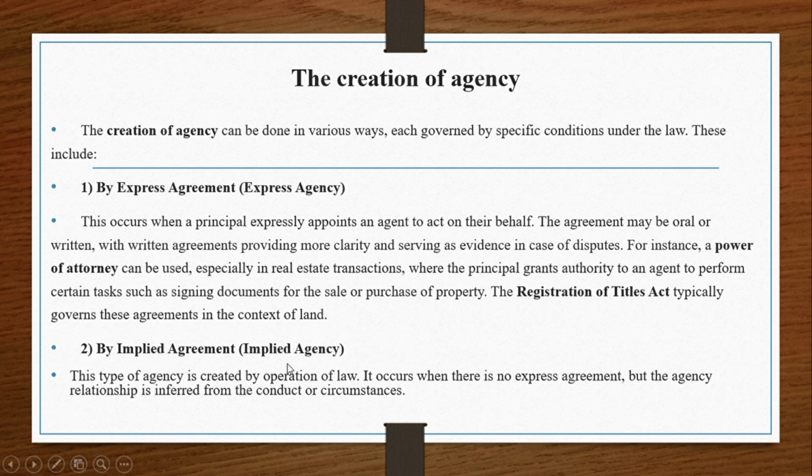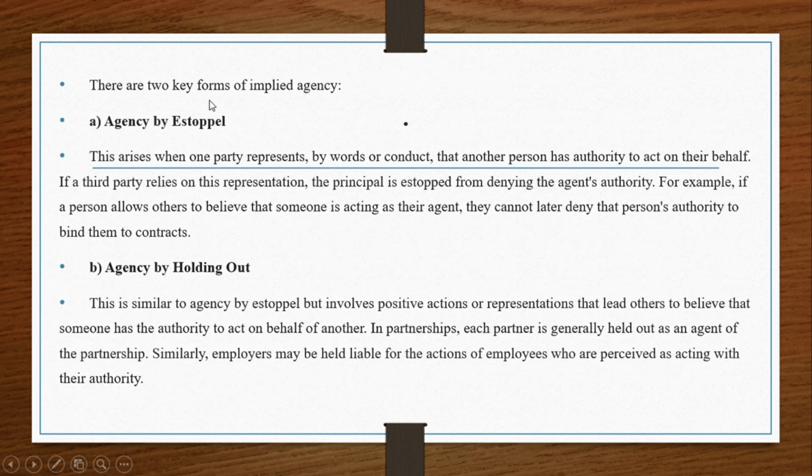Under implied agency, we have two key forms, and the first one is agency by estoppel. Agency by estoppel arises when one party represents, either by words or conduct, that another person has the authority to act on their behalf. It depends on one party's representation that the other party has the authority to act on their behalf. So the principal acts as if the other person has the authority to do anything on their behalf.